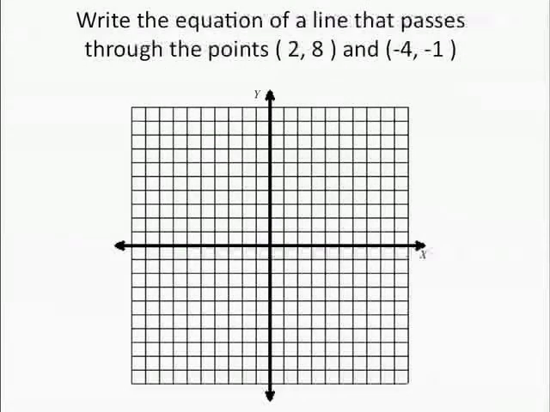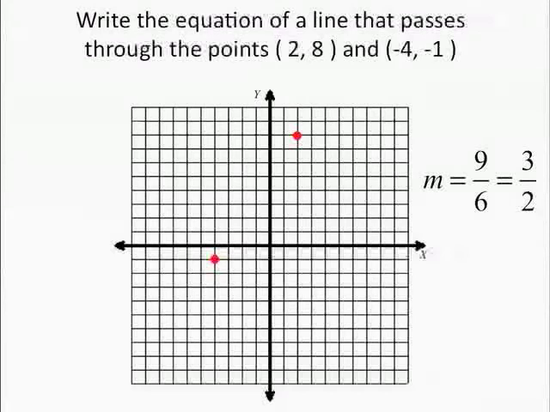To write the equation of a line that passes through the points (2, 8) and (-4, -1), we will first plot our 2 points. Since we are not given the slope of our line, we will need to find the slope between the 2 points. To do this, we will look at the point furthest to the left. Slope from one point to the next is calculated as rise over run. From (-4, -1) to (2, 8), we will rise 9 units and we will run 6 units. As a result, our slope is 9 over 6, or in simplest terms, 3 over 2.